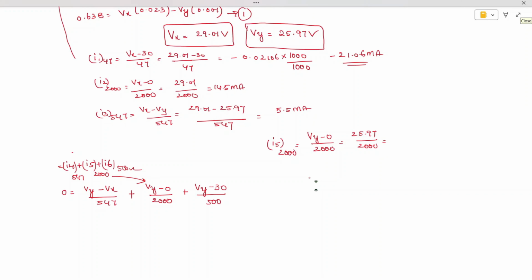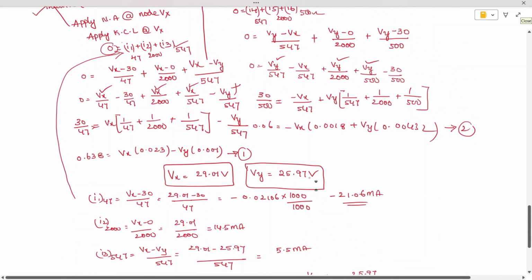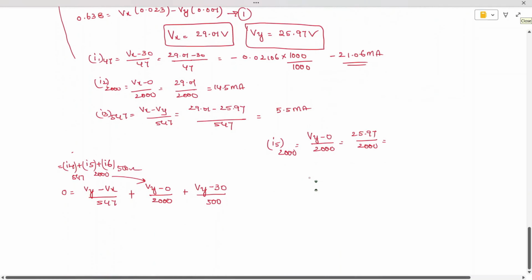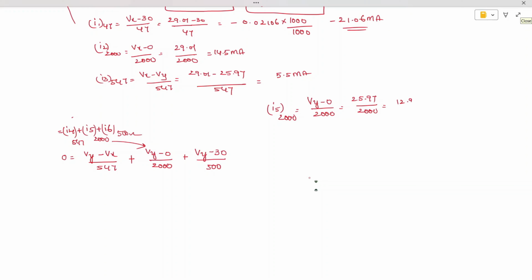When you do it, you can verify this as the algebraic sum: I1 plus I2 plus I3, if you add, will be equal to 0. You can see here minus 21, 15.5 plus 5. So 15 plus 5 is how much? 21 approximately. So you will get the same. So I1 plus I2 plus I3 is equal to 0. So this will be validated. That is the proof of whether the answer is correct or not. So if you do it, you are going to get the current here as 12.98 milliamperes.